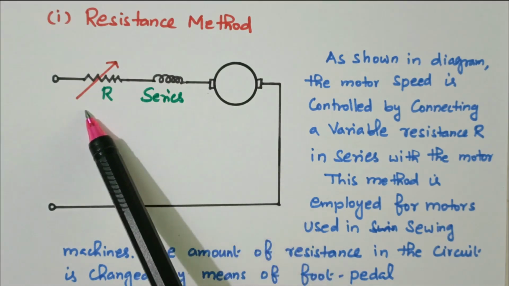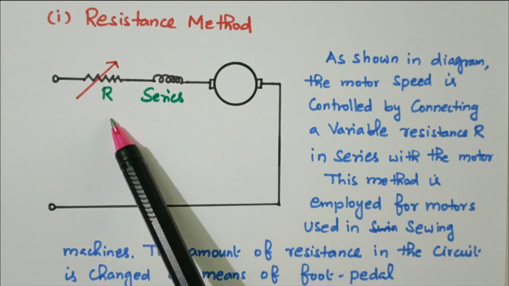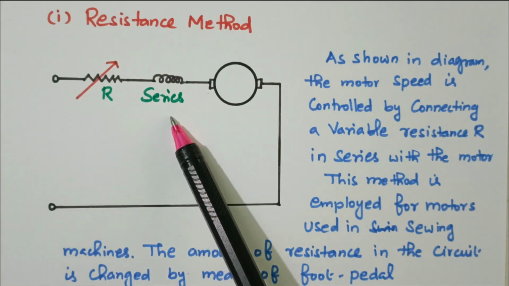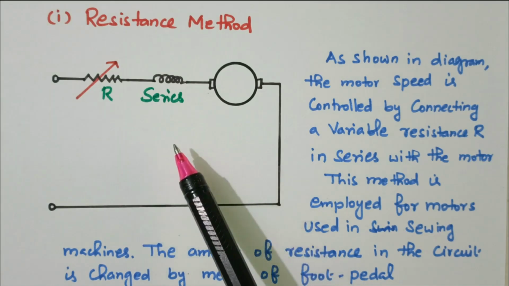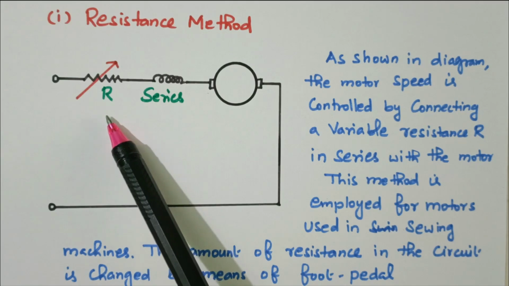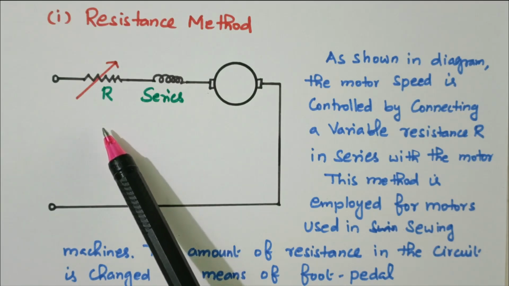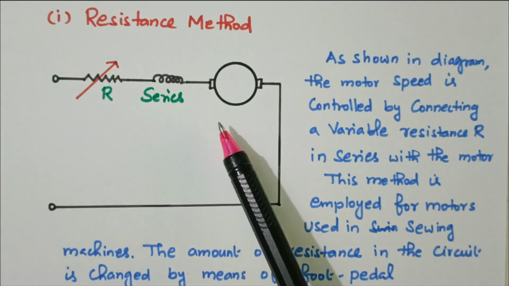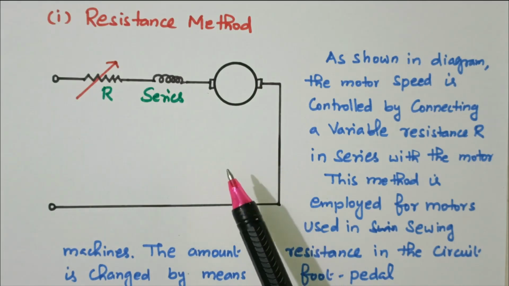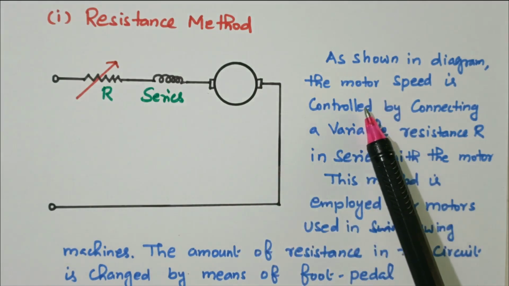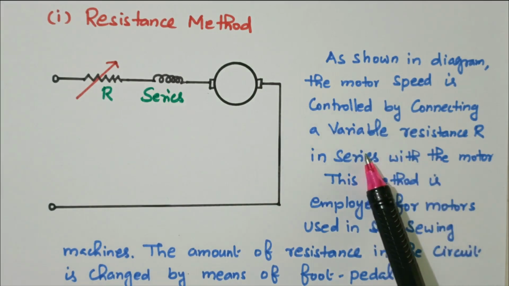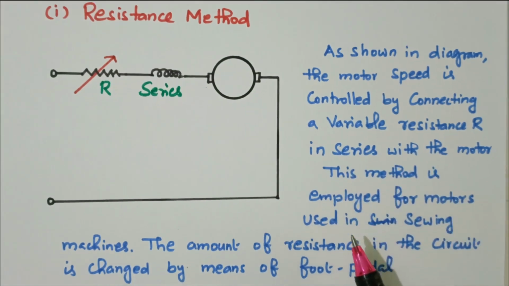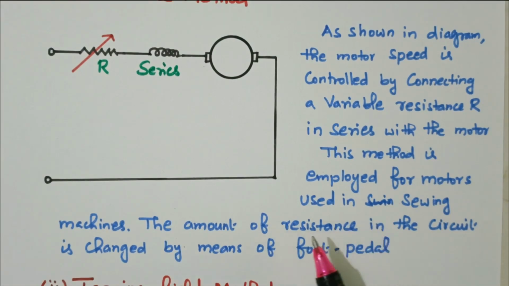So by controlling the resistor, the current flowing through the motor will vary, so that the field flux produced by the field winding will vary, so that the speed of the motor also varies. So by increasing or decreasing the resistance, we can increase or decrease the current, thereby increasing and decreasing the field winding flux, thereby the speed of the motor will increase or decrease. As shown in the diagram, motor speed is controlled by connecting a variable resistance in series with the motor. This method is employed for the motor used in sewing machines.